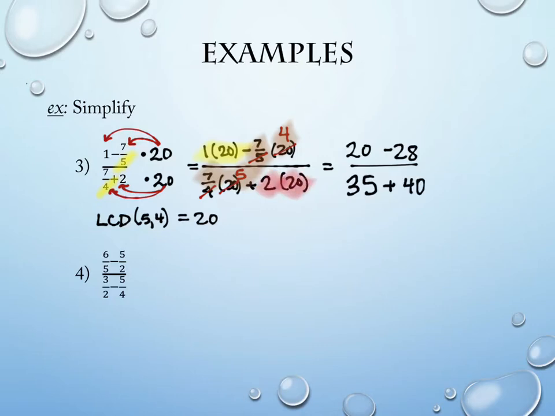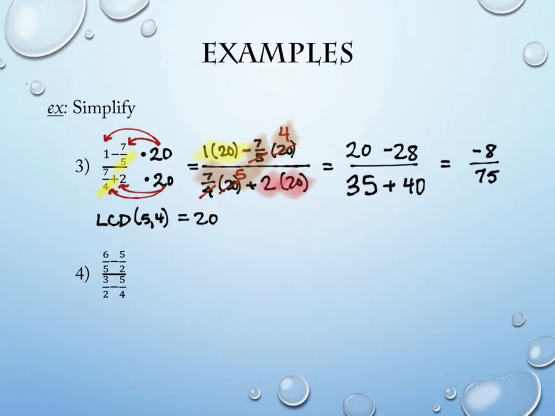There are no little denominators left. You no longer have a fraction inside of a fraction. And each of those pieces is fairly straightforward to do the subtraction or the addition with. So 20 minus 28 is negative 8. 35 plus 40 is 75. And then we would ask ourselves if 8 and 75 have anything in common.